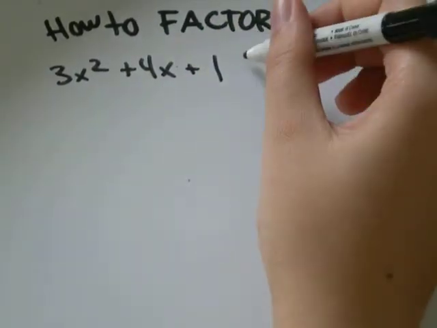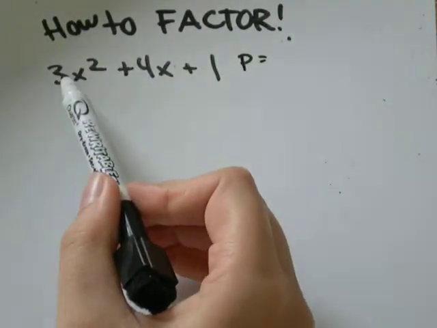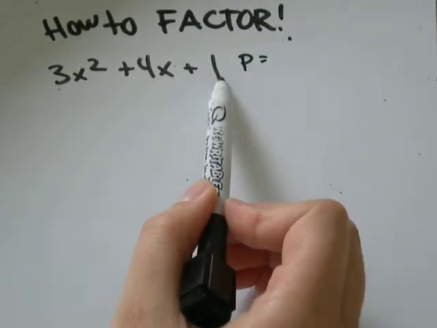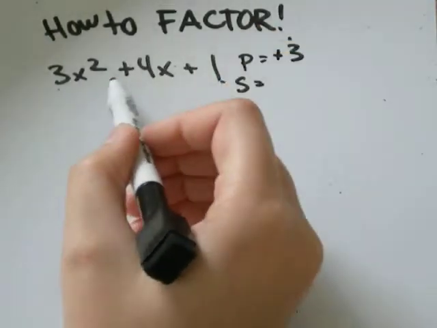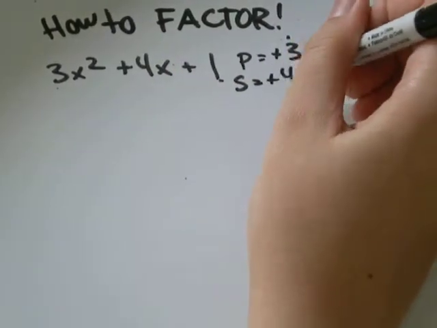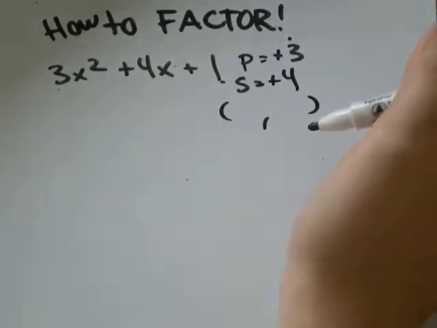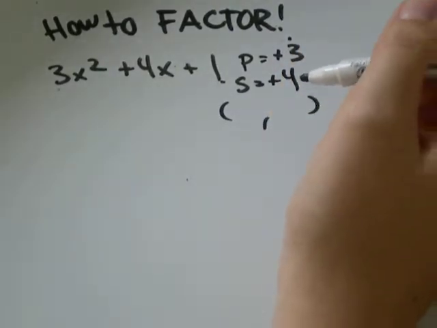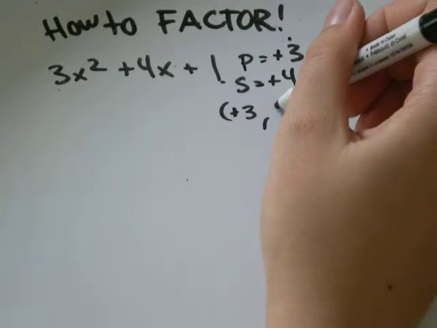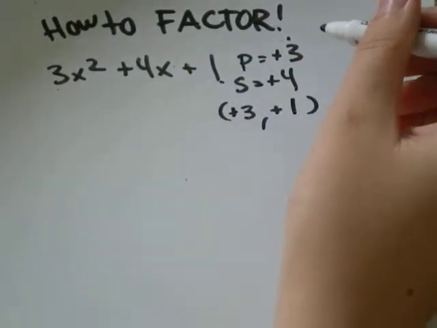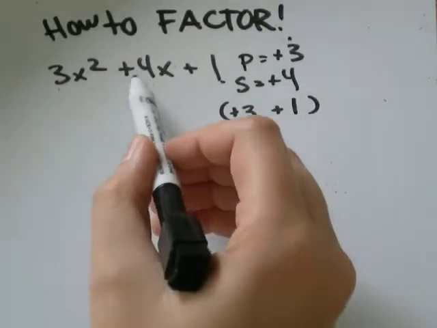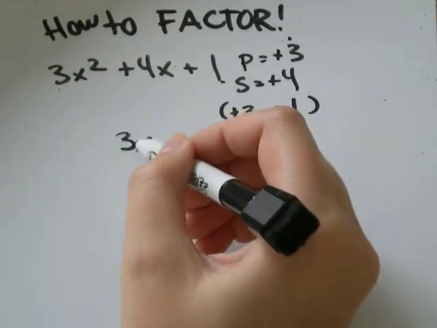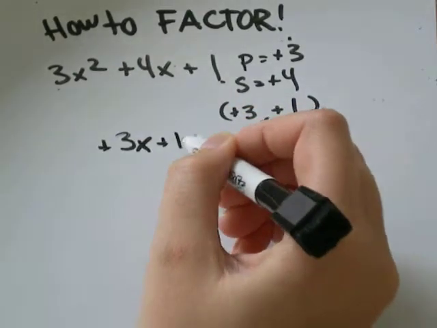So when we take the product, multiply the coefficient on x squared and the number 3, 3 times 1 is positive 3. The sum is positive 4. What numbers multiply to positive 3 and add to positive 4? Wouldn't positive 3 times positive 1 be positive 3? 3 plus 1 is 4. Yay, good times. So for x, we can say that that's really positive 3x plus 1x.